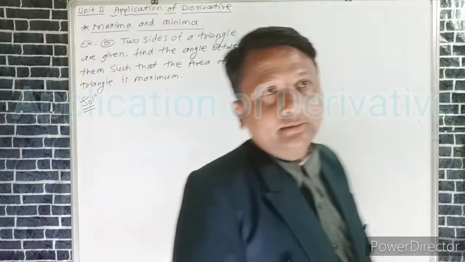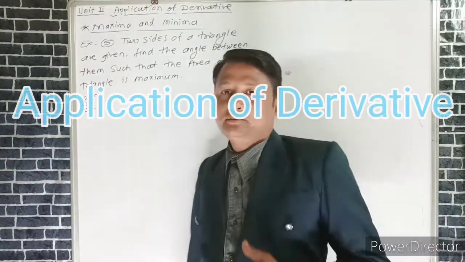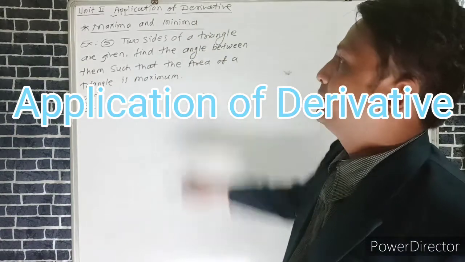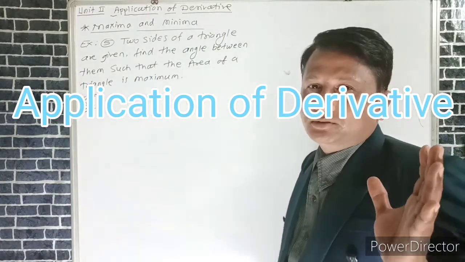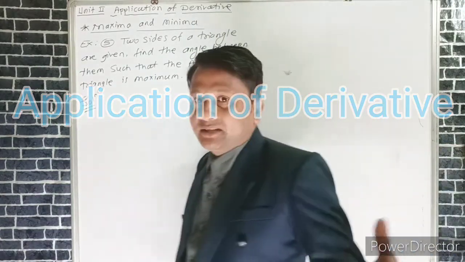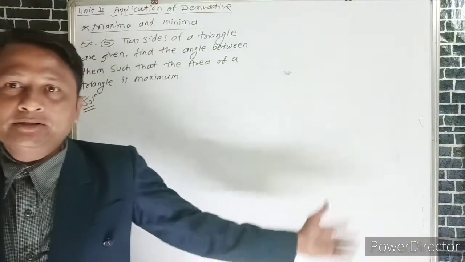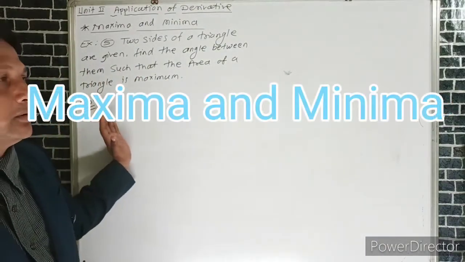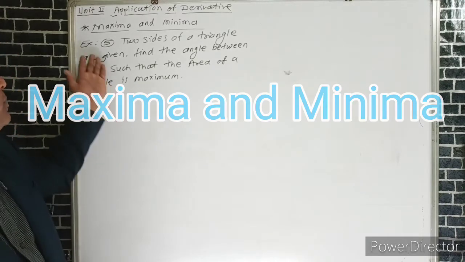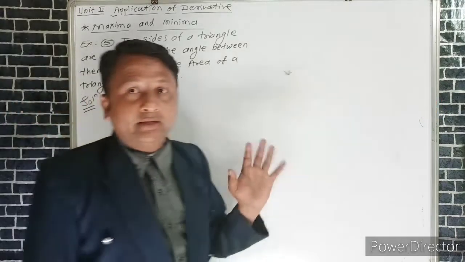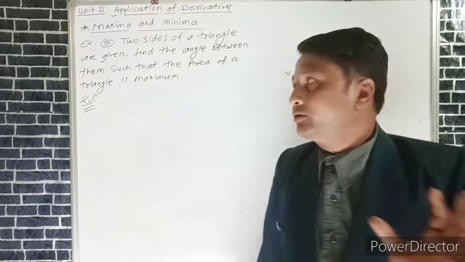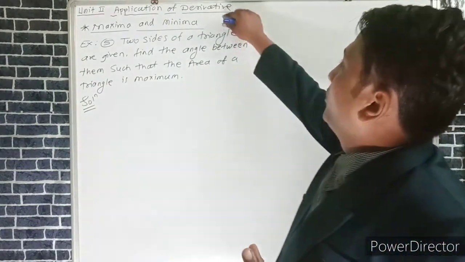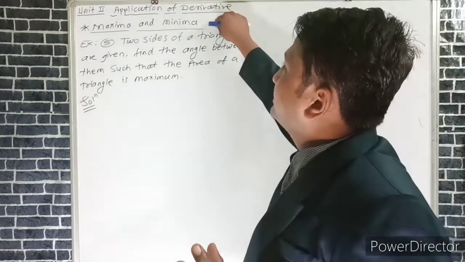So guys, now we have to continue the topic which is maxima and minima. Already we studied in the previous 2 to 3 lectures what is maxima and what is minima, and some examples which depend on maxima and minima, up to example number 4. We continue with maxima and minima.